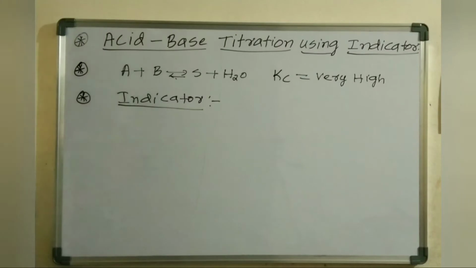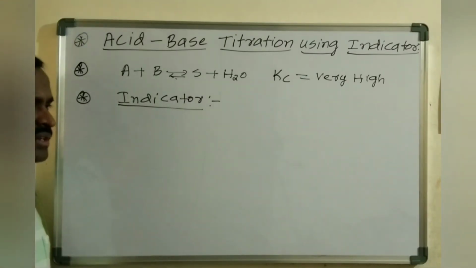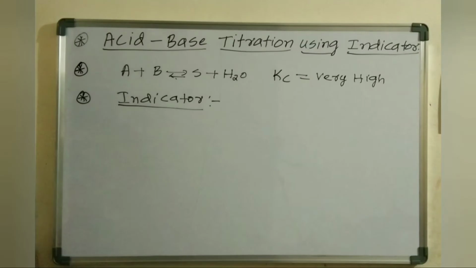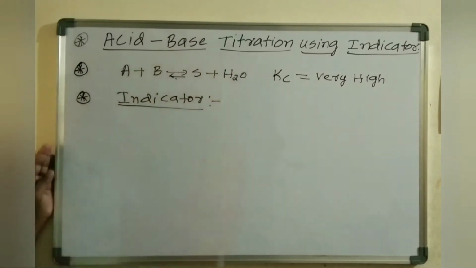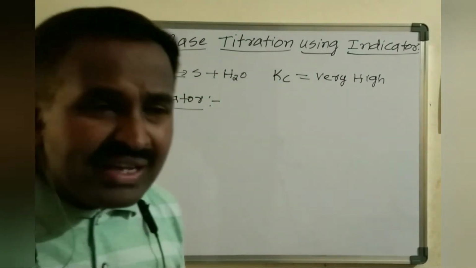The synthetic indicators are generally man-made indicators, like the phenolphthalein indicator, methyl orange indicator, methyl red and thymol blue. These are different kinds of synthetic indicators. Here our aspect is acid-base titration using the indicator.